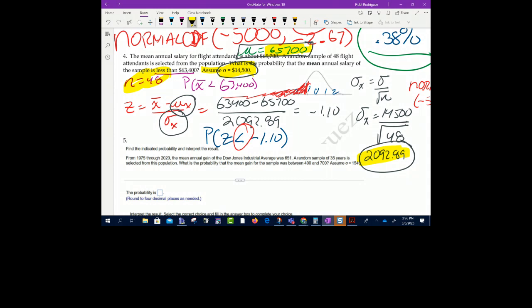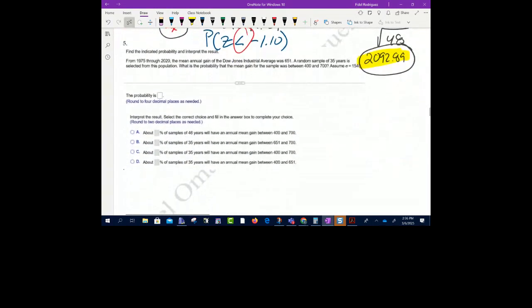All righty. Let's see if we can figure out, y'all, the next problem. And we'll go through very slowly and make sure that we're all good here. Okay, so y'all, it says from 1975 through 2020, the mean annual gain of the Dow Jones Industrial Average was 651. Okay, my friends, step number 1. My average, 651. Okay, a random sample of how many years? 35. That's my sample size, 35 years selected from the population.